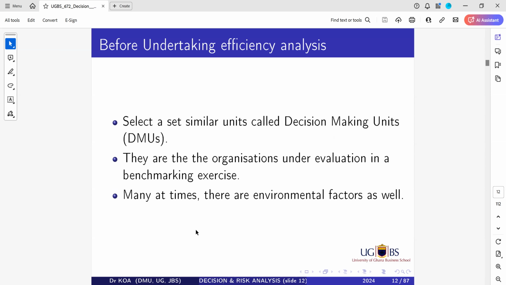So that's the first thing you got to do, is to select which decision-making units you want to assess. And we are going to be listing a lot of them right now. Those decision-making units, they are those you got to evaluate. And the way you evaluate them is to benchmark each other against the other.